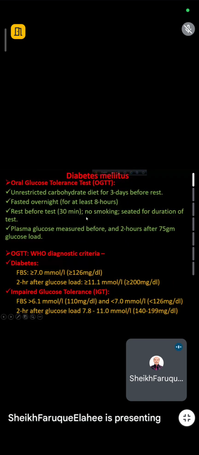How to do the glucose tolerance test? There are some conditions to fulfill. Number one, you will have an unrestricted carbohydrate diet for 3 days before the test. You tell him, you eat anything, so much and so many varieties, no problem. Don't restrict. Then he will fast overnight the day before the test. So tomorrow he will do the test. This night he will take food in the evening, and in the morning he will not take food. So he must be without food for at least 8 hours. He will take a light dinner, and in the morning without food he will go for the test.